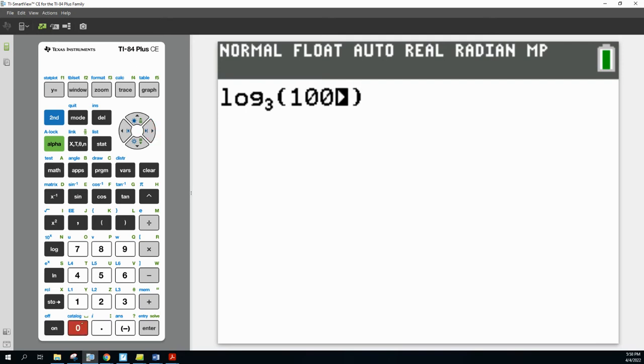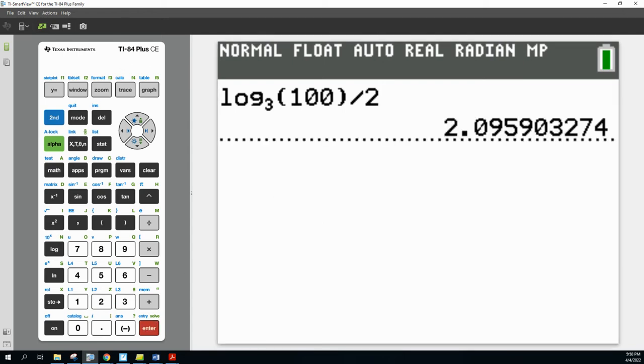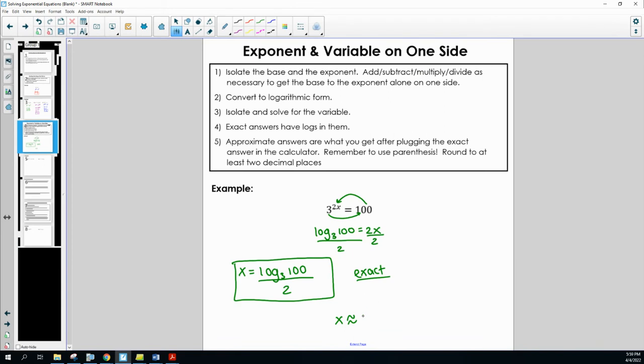And now we want to divide it by 2. We want to make sure that we take that cursor and bring it outside the parenthesis, so that we're dividing the entire number, which is log base 3 of 100, by 2. If you keep it inside, you're just dividing the 100 by 2, which is going to be log base 3 of 50, which is not the same thing at all. So we hit enter, and this is going to give us about 2.096. This is my approximate answer.